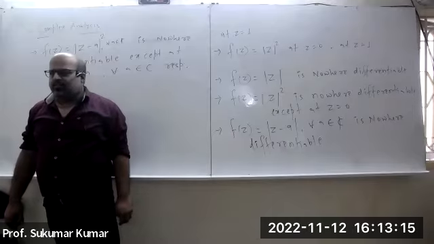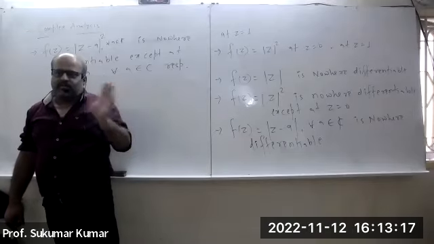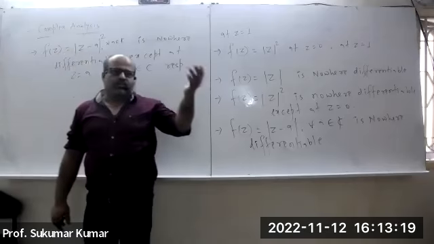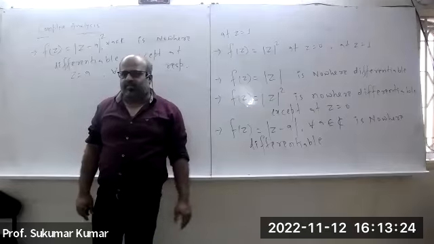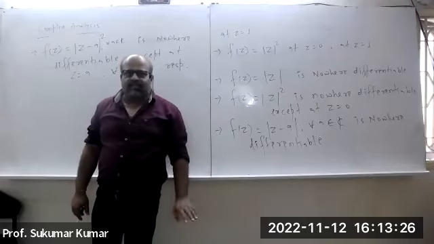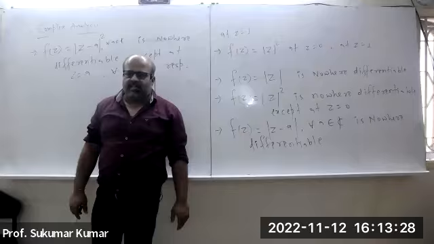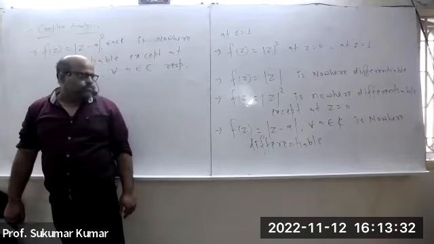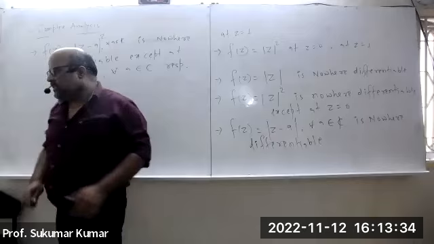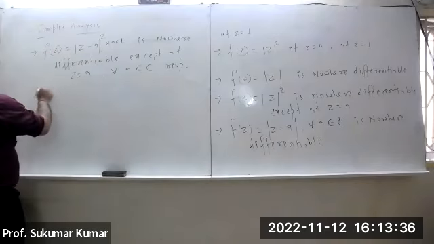Mod z is never differentiable; every place it is not differentiable. Nowhere differentiable. Mod z squared is differentiable only at 0. After that, nowhere differentiable. Same for all a: z minus a, mod z minus a, or mod z minus a whole squared. You can go with other functions.